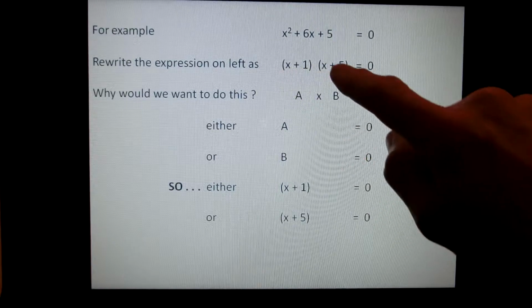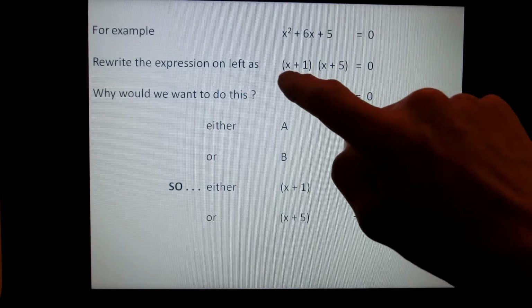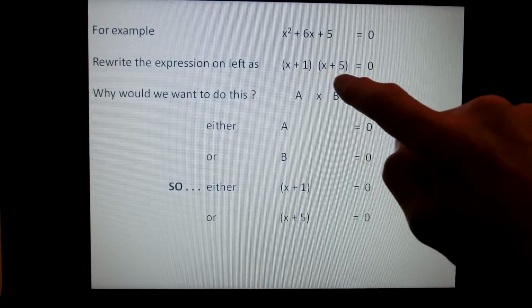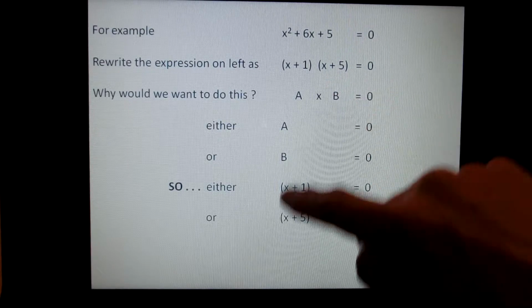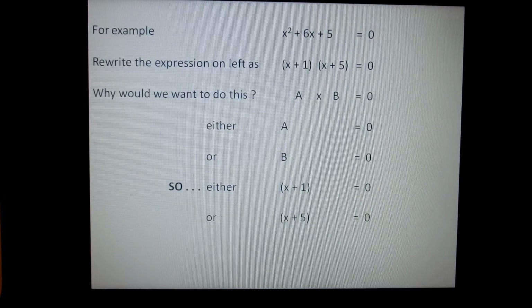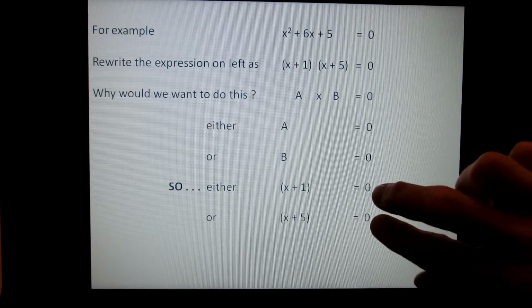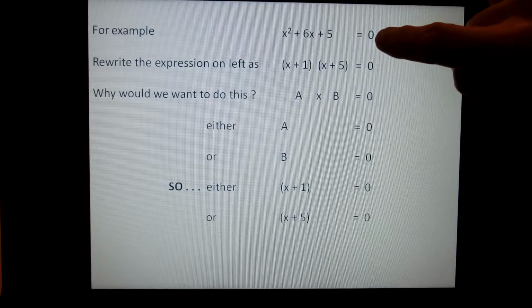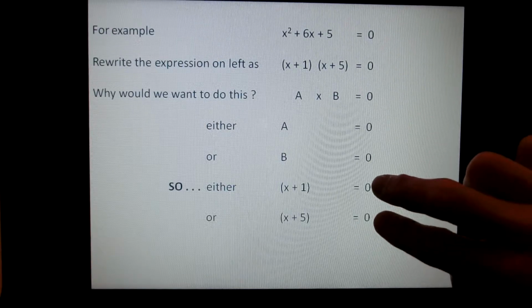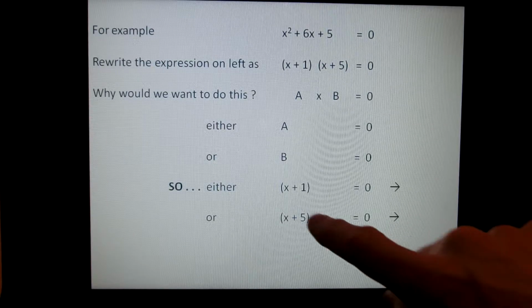So if something times something equals 0, then either that bit must be worth 0 or that bit must be worth 0. So either x plus 1 is 0 or x plus 5 is 0. What happened was we started with a square or quadratic equation, and we've now ended up with two linear equations to solve. So we've transformed it from one square or quadratic equation to two linear ones. We need to solve each of these mini linear equations.